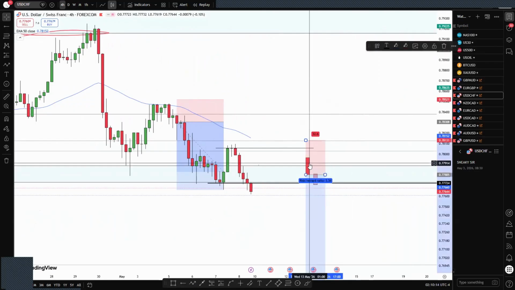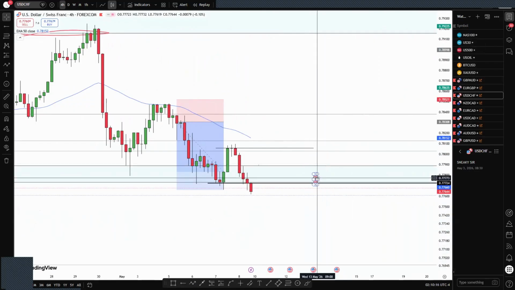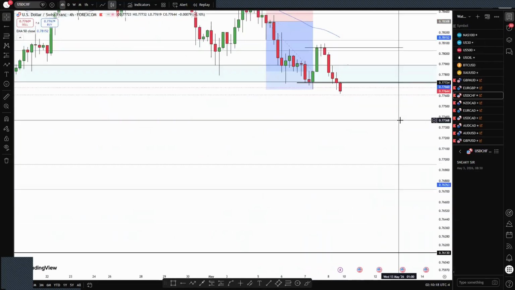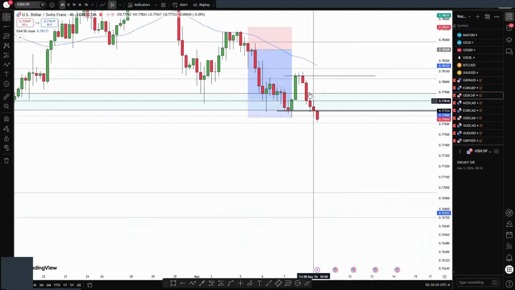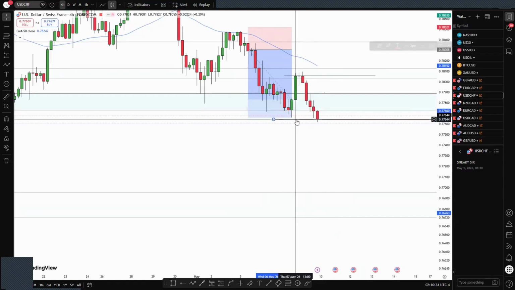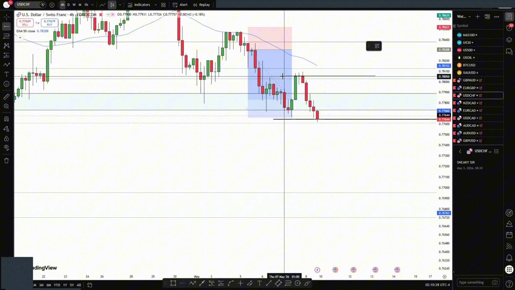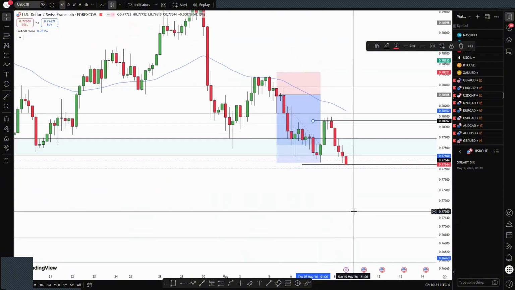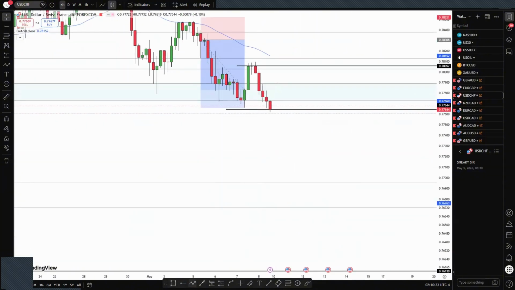I'm looking for my sales at this level here, right? I'm looking for my sales at this level, and my lower low is here, and my lower high is right here. So I need my sales at this point only. When price retests here and gives me my engulfing, I'll sell.